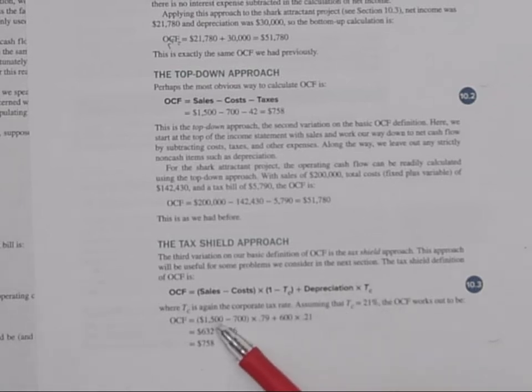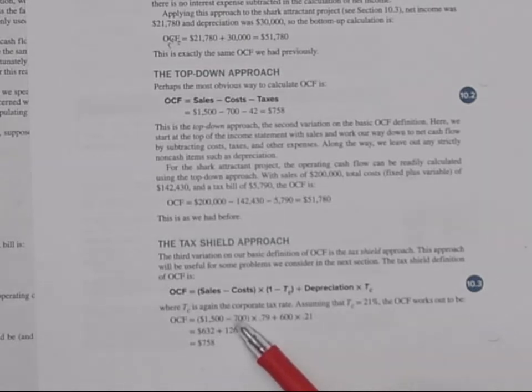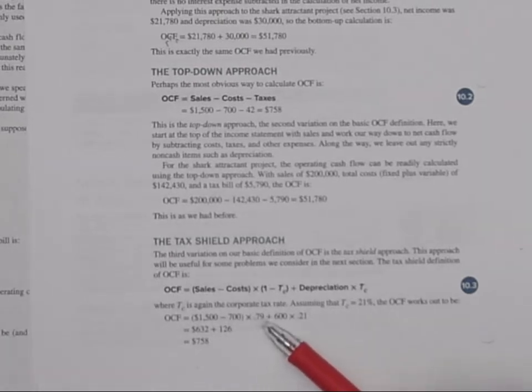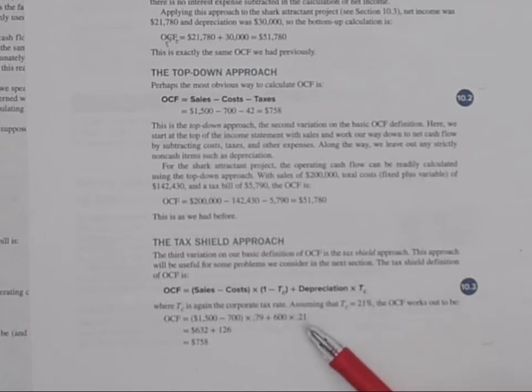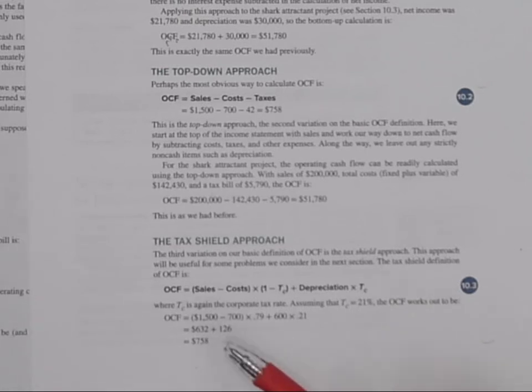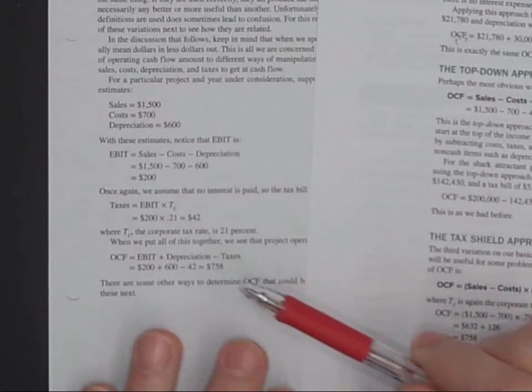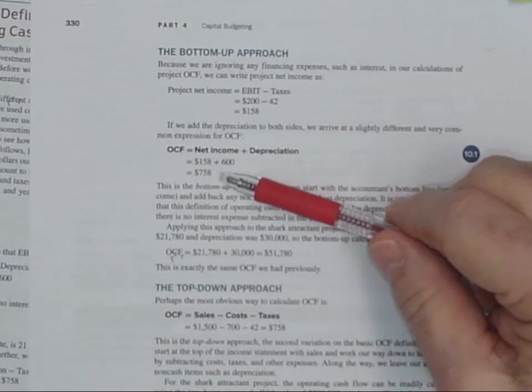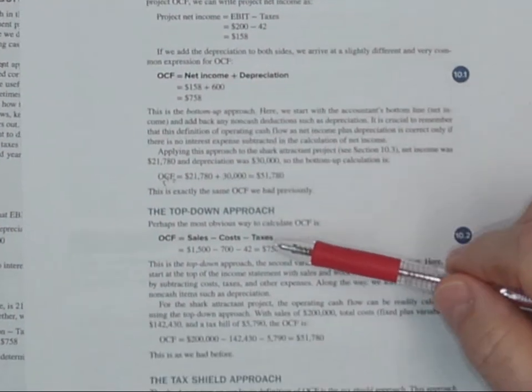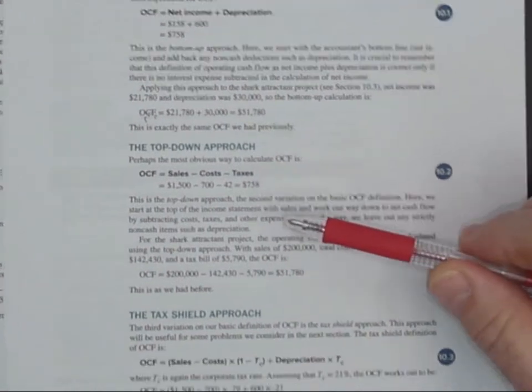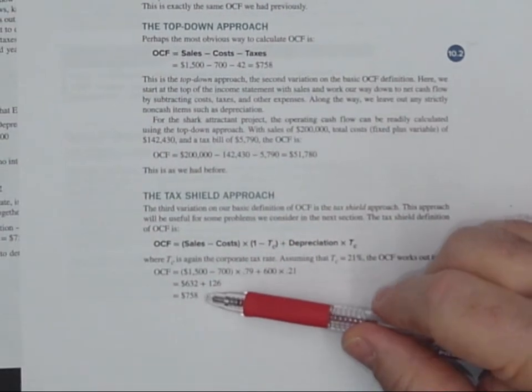So plug in the numbers. We've got 1,500 minus 700, and we're going to multiply that by 0.79, and that's 632. Then we have depreciation times the tax rate, not 1 minus, but times the tax rate of 0.21, and 600 times 0.21 is 126. When we add 632 and 126, we get 758. So our original method would give us 758, and the bottom-up method would give us 758, and the top-down method would give us 758, and the tax shield approach would give us 758.